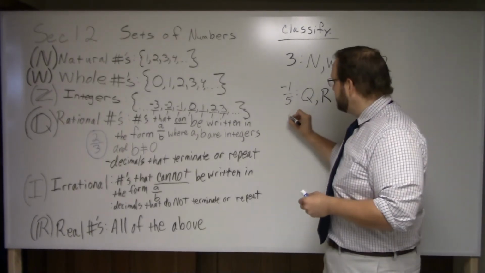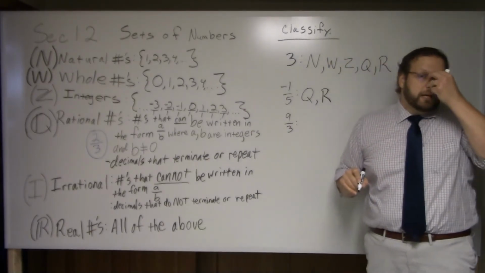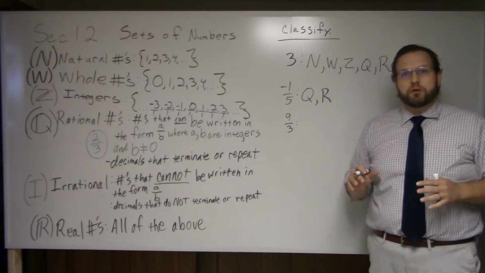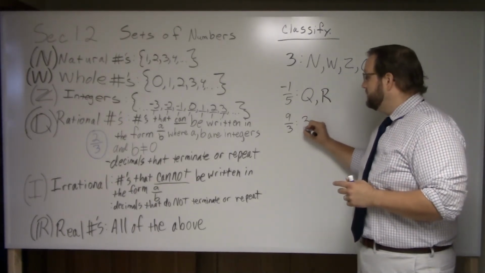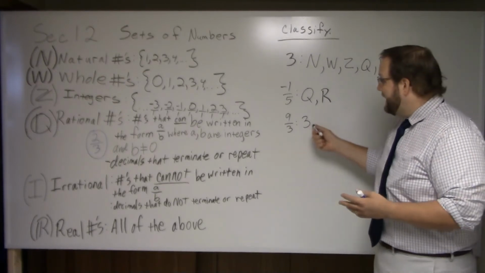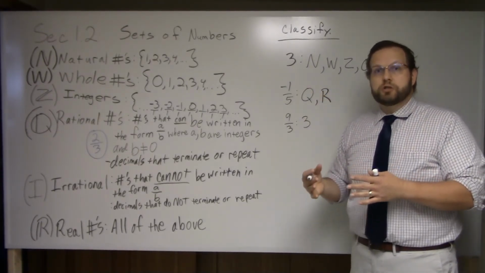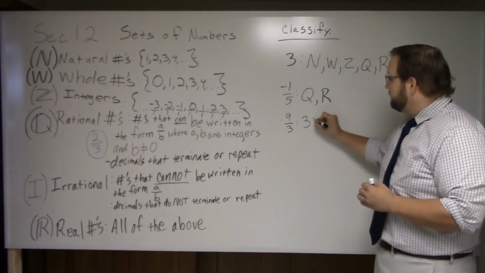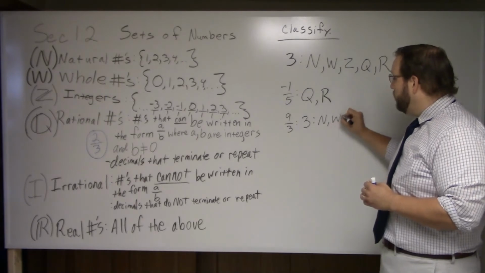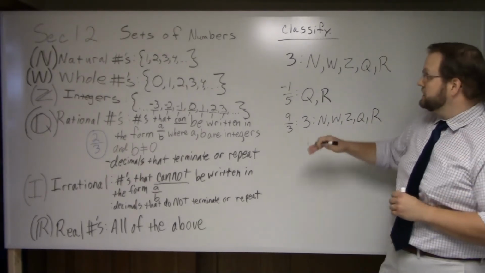Next, how about 9/3? Now, careful with something like this because 9/3 is a fraction. However, that can be simplified to a 3. And now we're back to this. If you can simplify or work something out, do so before you categorize. So this 3 is going to be natural, whole, integer, rational, and real. Just like it was up here.